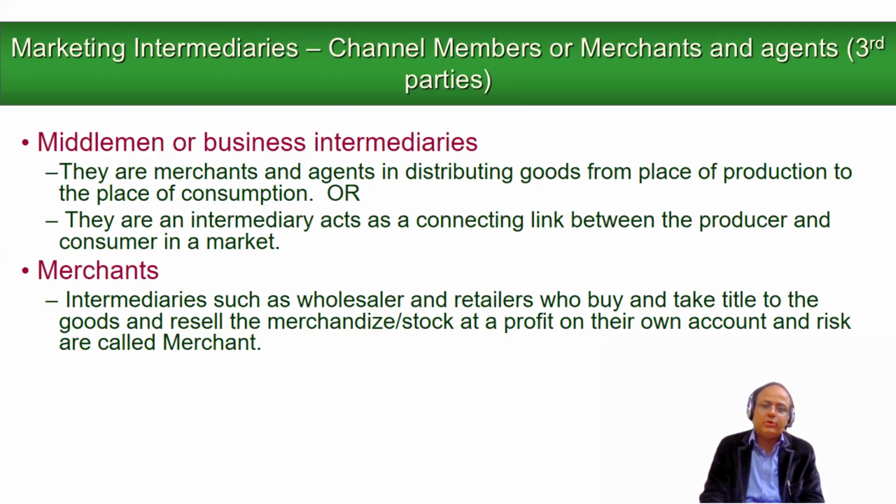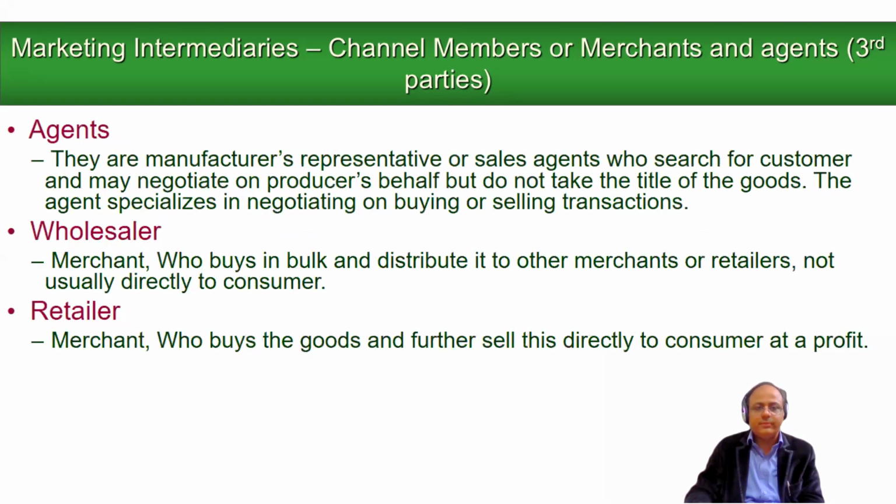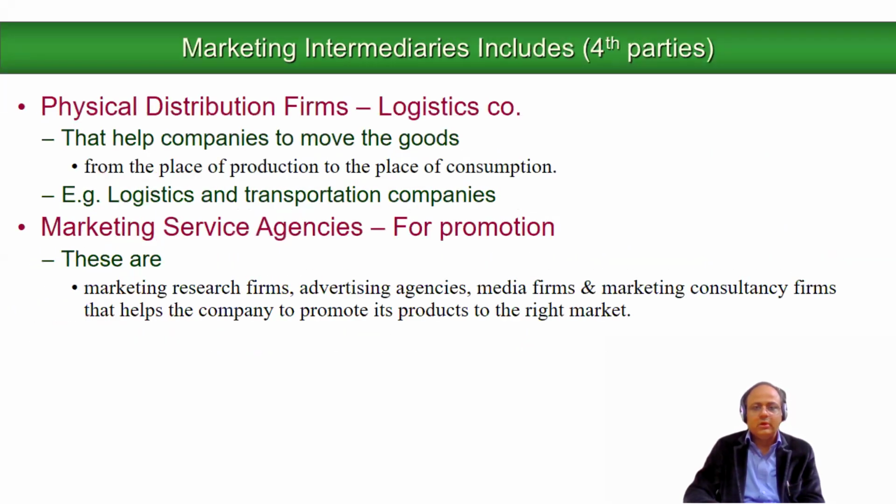And these merchant intermediaries are called wholesaler and retailer, who take the title and then resell at a profit on their own risk. That's why they're called merchant. Whereas these functional intermediaries, known as agents, don't take the title. They may negotiate on the producer's behalf without taking the title, and they earn their commissions. Whereas merchants such as wholesaler and retailer take the title and redistribute the products and services in the entire value delivery network at a profit.